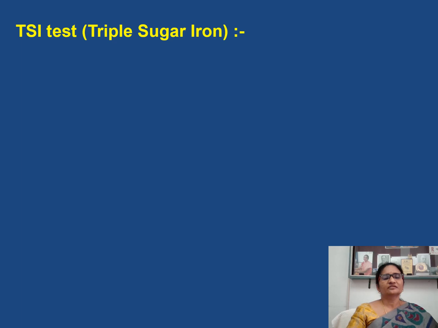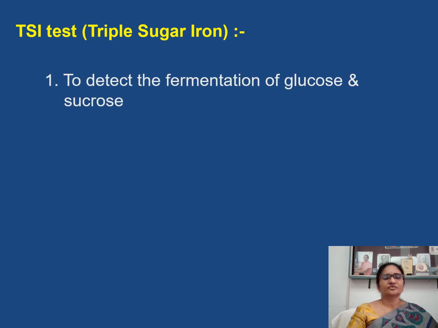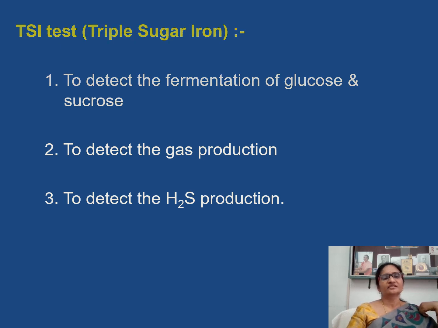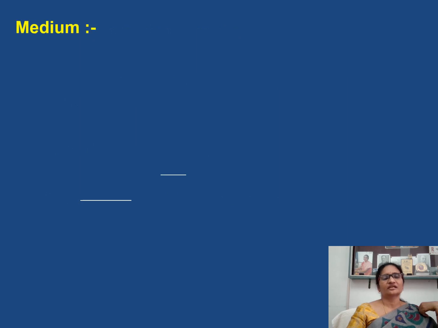Now coming to the other biochemical test, a complex one that is called triple sugar iron agar. Why is it called triple sugar iron agar? Three sugars are there in this medium: glucose, sucrose and lactose. So we can detect the fermentation of glucose, sucrose and lactose. We can detect the gas production by the organism and also the hydrogen sulfide production by the organism. Three properties we can detect with this triple sugar iron agar test.